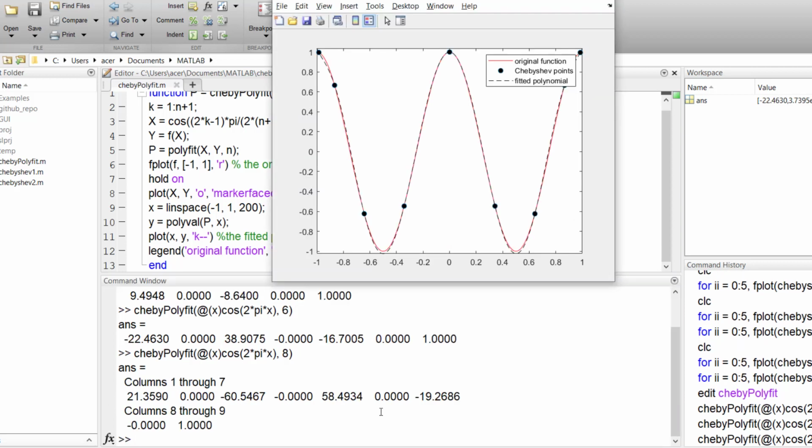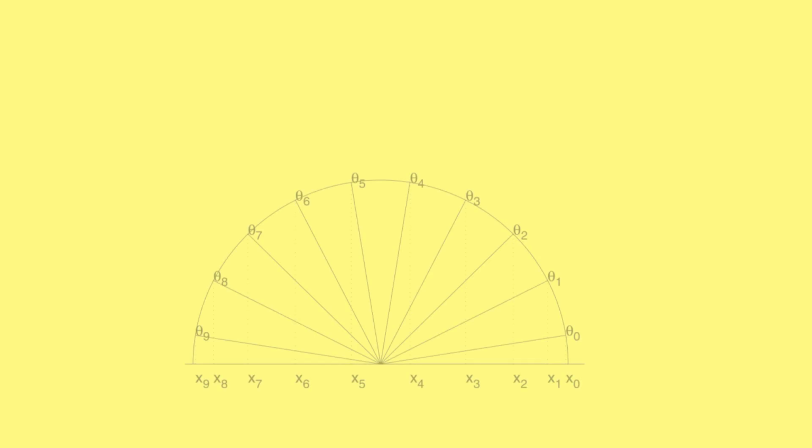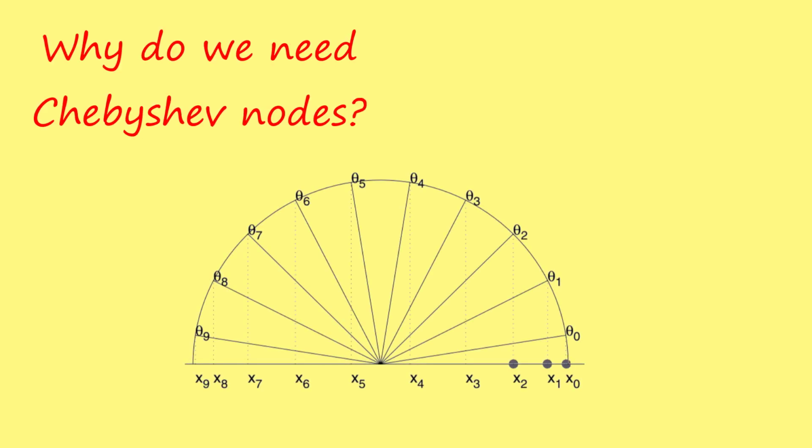It works perfectly. Now it's time to answer why we need Chebyshev nodes. We could have easily chosen linearly spaced nodes and used them to fit our polynomial.